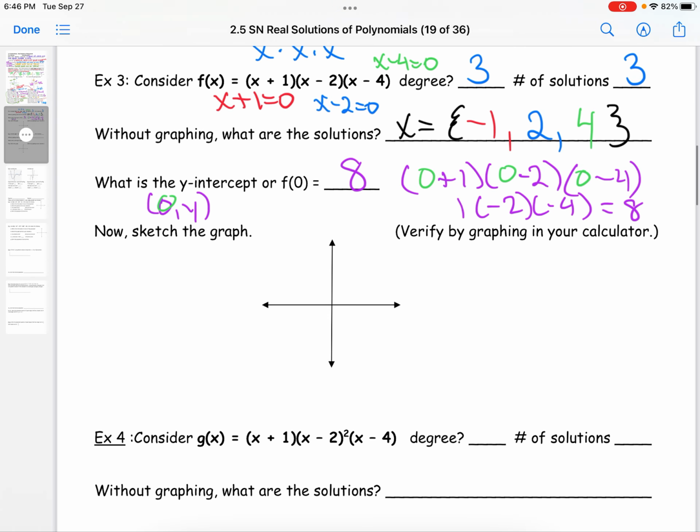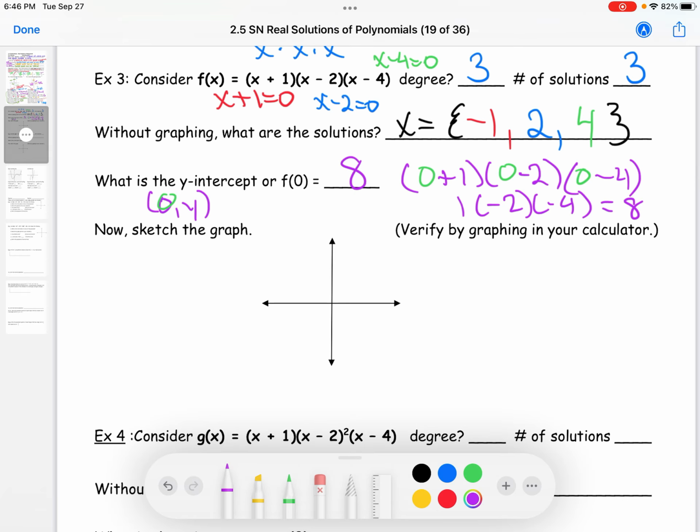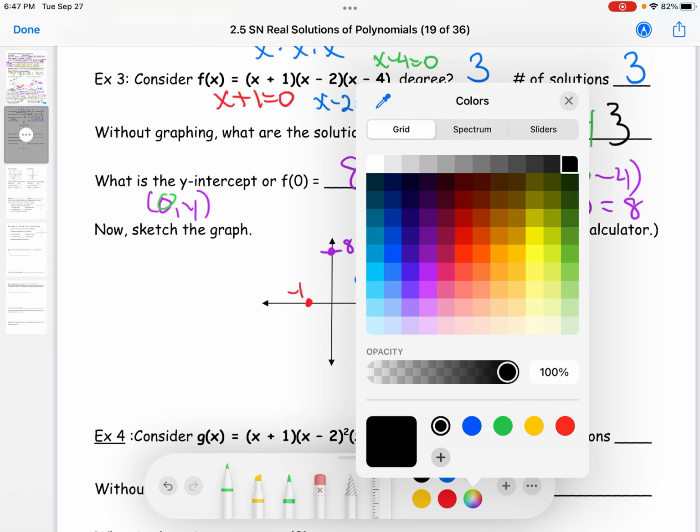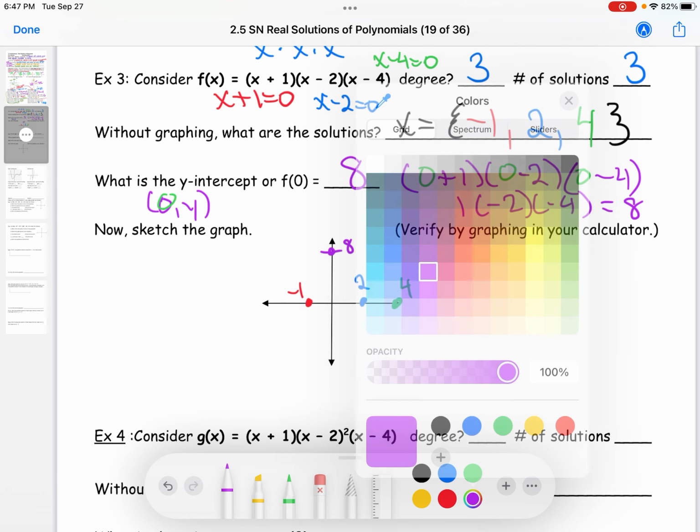Okay? Now, we want to sketch the graph, and we can actually do this without the calculator. So we know it has a y-intercept of 8. We just found that. We know it has an x-intercept at -1. We know it has an x-intercept at 2. And we know it has an x-intercept at 4. And we have to connect the dots a little bit here.